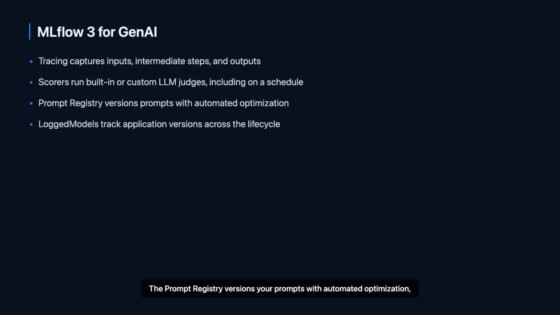The prompt registry versions your prompts with automated optimization, so you can experiment without losing track of what worked. And logged models track application versions across the lifecycle. These 4 pieces span the full lifecycle of a generative AI application, from development through production monitoring, which is why they appear across so many different engineering scenarios.